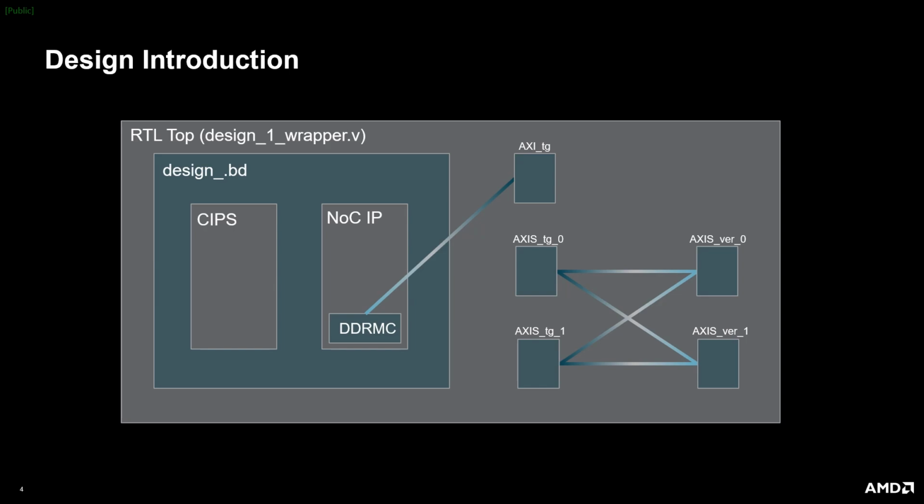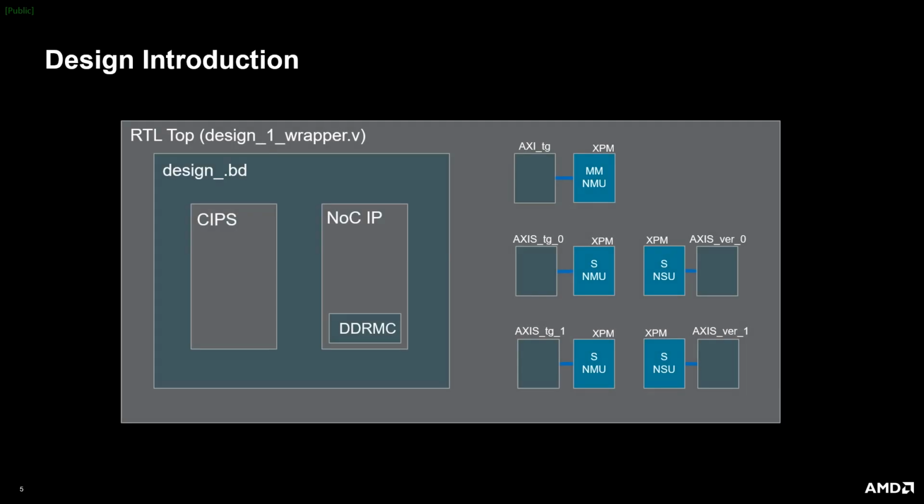To demonstrate how XPMs are added to a design, I'll use the following example. The top of the design will be RTL, and it will contain a BD with the CIPS IP and a NoC IP with the DDRMC enabled. In the RTL, there is an AXI traffic generator that will access the DDR memory controller on the BD. This is all using AXI memory mapped. To show how AXI streaming works, I'll add 2 AXI streaming traffic generators and 2 verification modules to the RTL. From a connectivity perspective, either AXI streaming master can access either AXI streaming slave.